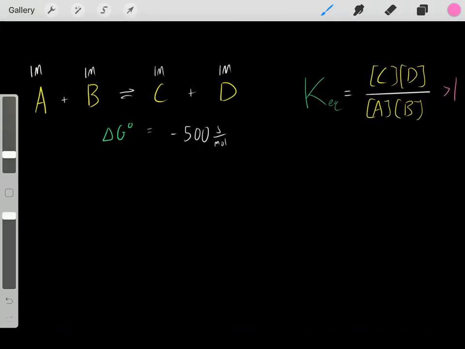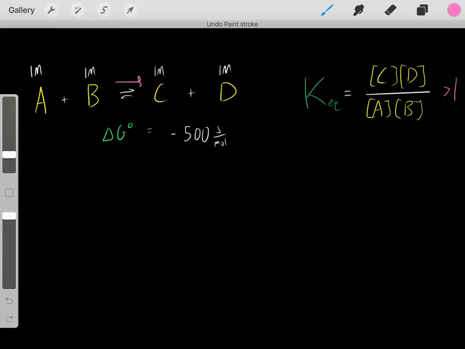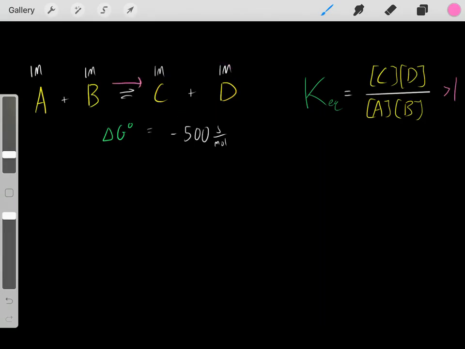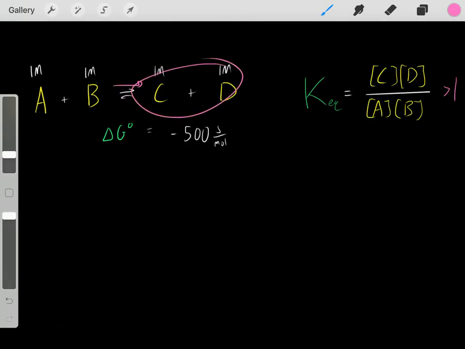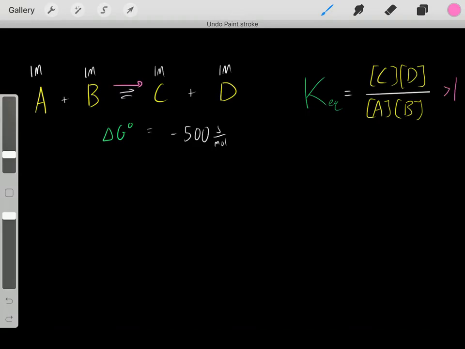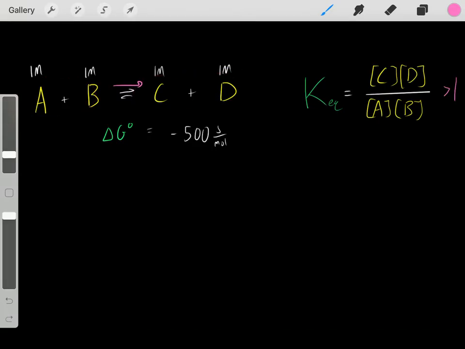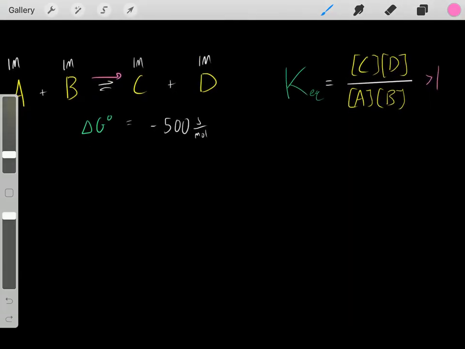Why? Because we know when we are at standard state conditions with 1 molar concentration of all reactants and products, this reaction wants to create more products. So therefore it wants to go in this direction because it releases energy, so that's favorable. So it wants to go in this direction, creating more products relative to reactants. So therefore if we create more products and have less reactants, we'll have a ratio that's greater than 1. We'll have more products relative to reactants, so we'll have a ratio greater than 1. And that's just important to realize.